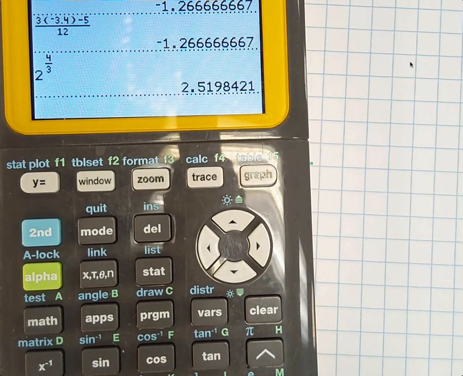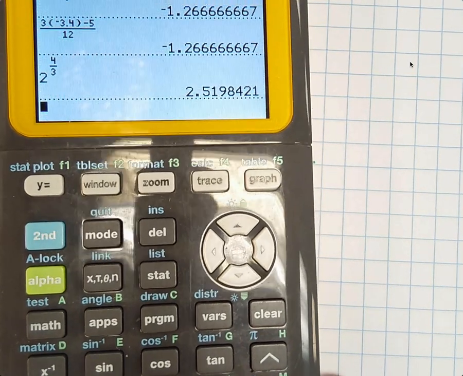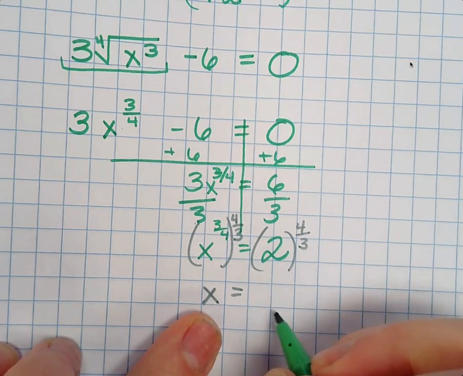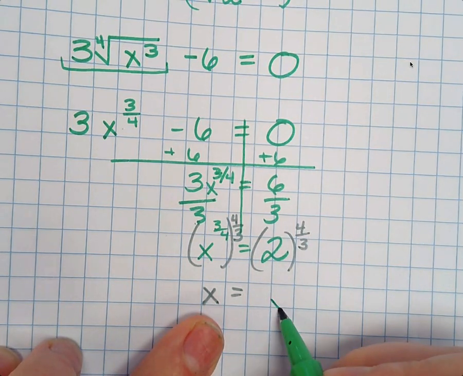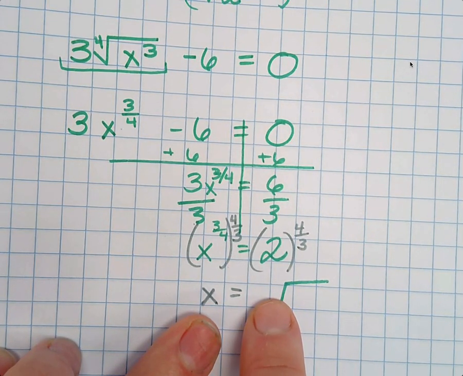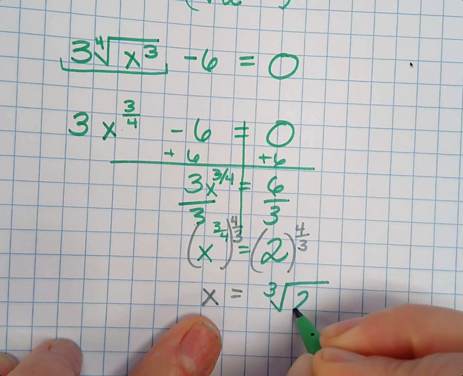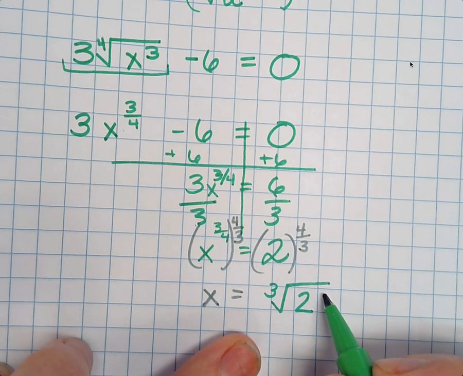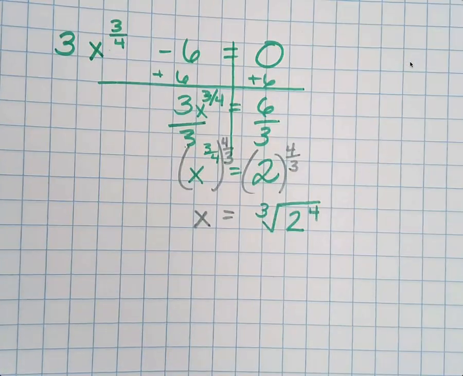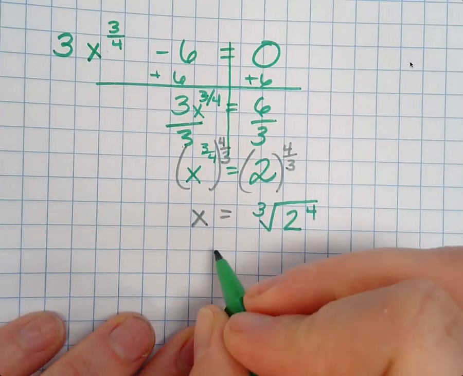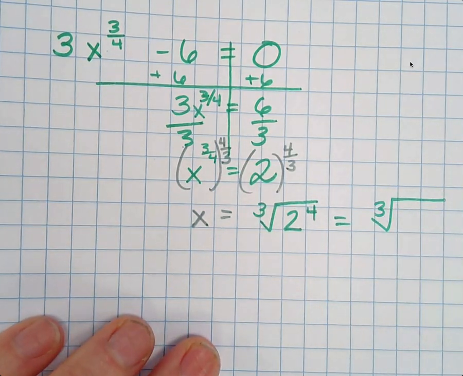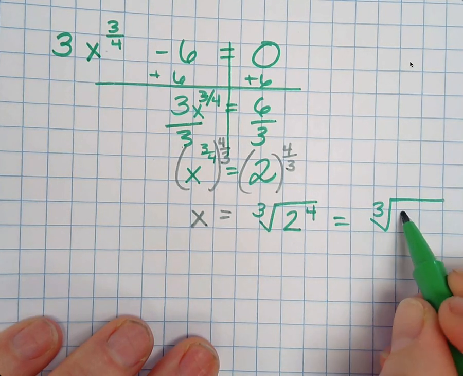Which is not very pretty, so we're not going to be able to do that. We're going to have to rewrite it a different way. We're going to write it with the radical. So how could this be written as a radical? What goes in the root? That's the 3. 2 to the 4th. Can we simplify that further? What is 2 to the 4th? 16?